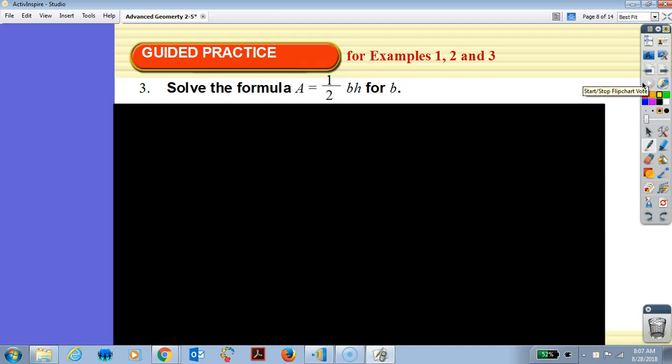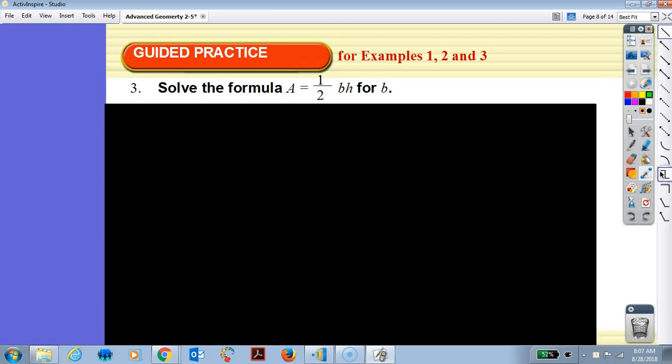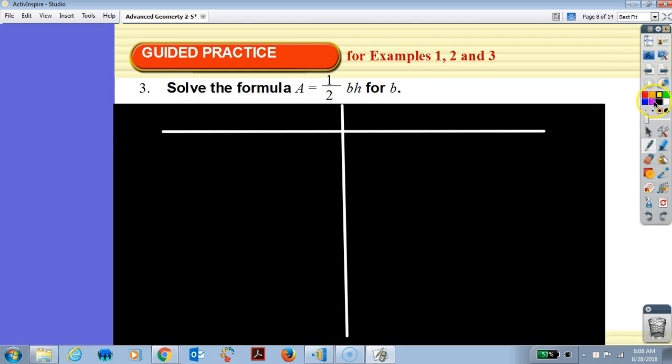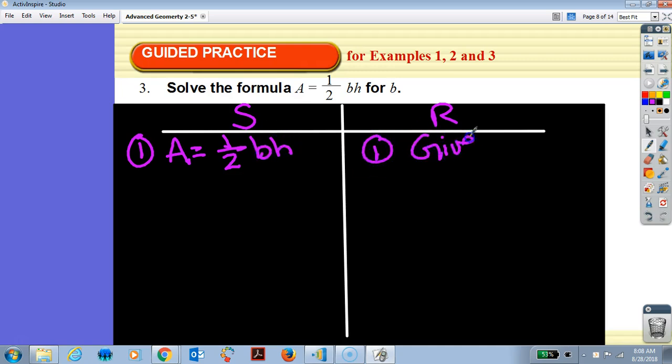Solve the formula. The area equals 1/2 base times height for B. So we could do this as a proof as well. We can have our statements and our reasons. A equals 1/2 BH, given.